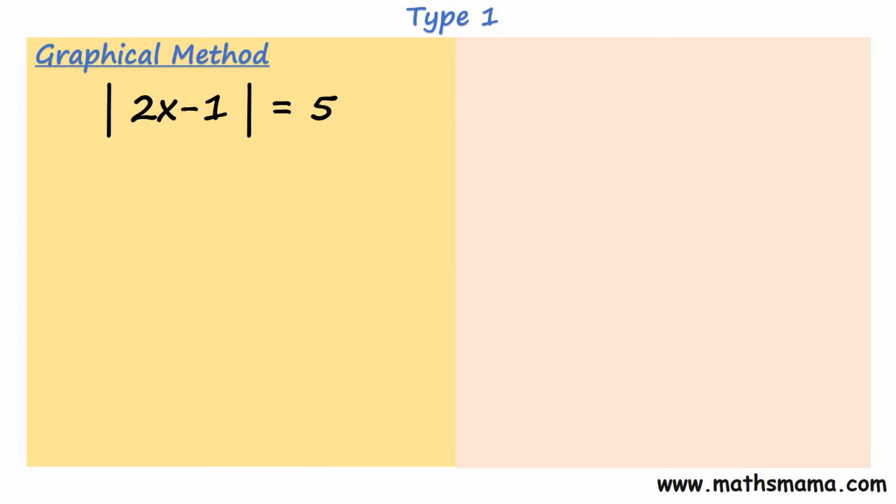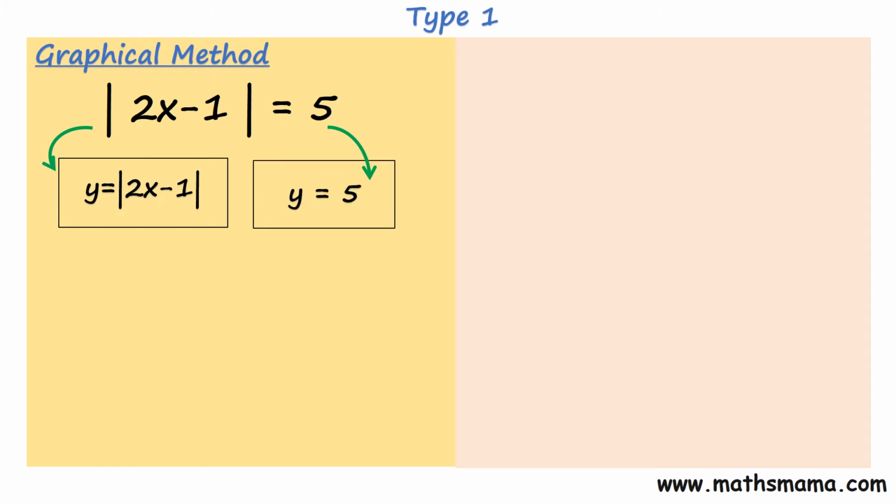To solve this modulus equation using the graphical method, we have to separate it into 2 different equations. I'll explain how to do it. On the left hand side, we've got the modulus function. We write it as y equals modulus of 2x minus 1, and on the right hand side we have 5. We write it as y equals 5. So these are our 2 separate equations. The next step is to sketch these 2 equations on the same xy plane.